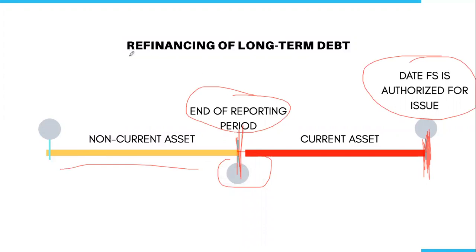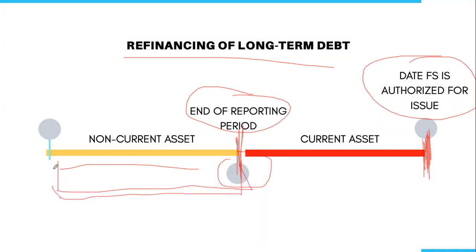What if you agreed on the refinancing of long-term debt? You agreed with the lender to refinance, between this date. Between this date, you told the lender, we cannot pay, so let's adjust and reschedule the payment. But you agreed within this period, from the end of the reporting date, on or before the reporting date.